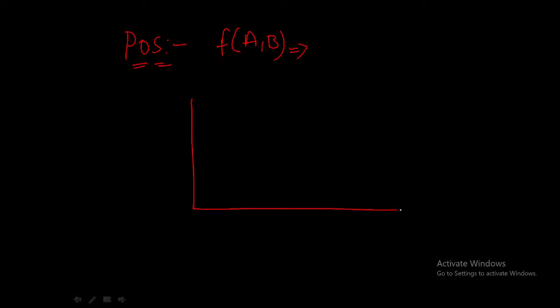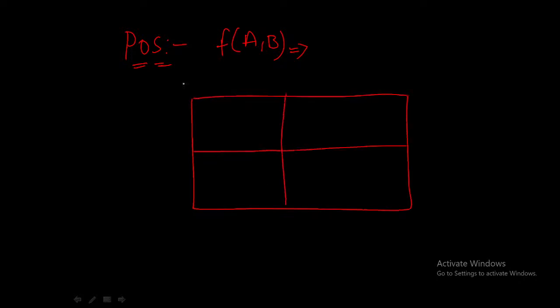Now we will see the POS form of representation, the K-map for POS. Same two variable function f of a comma b. Now how to represent this? The diagram will look the same. Here A and here B. So 0, 1, 0, 1.